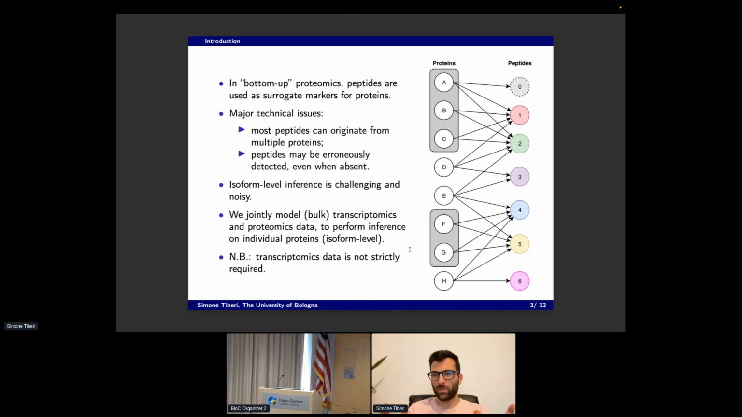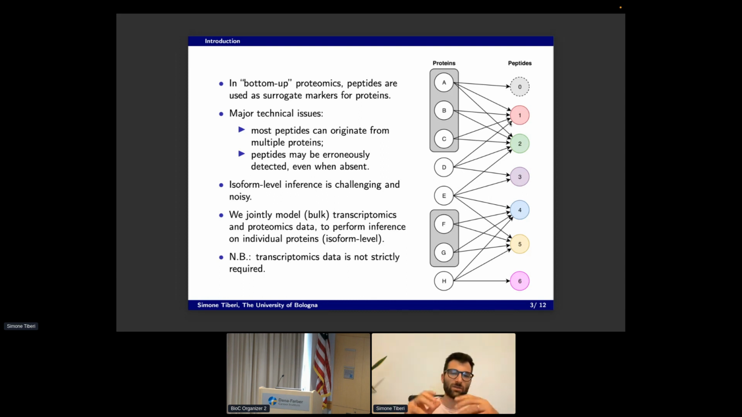Let me give you a brief motivation of the study. Intuitively, in proteomics, you want to study proteins, but in bottom-up proteomics, you don't observe proteins directly; you observe peptides. Now, to me, the main two challenges are due to the fact that many or most of the peptides are actually associated to multiple proteins. So when you see a signal at the peptide level, you don't really know which protein or which proteins it's coming from. And secondly, even peptides themselves could actually be erroneously detected. So you're not even that sure about the kind of information that you see.